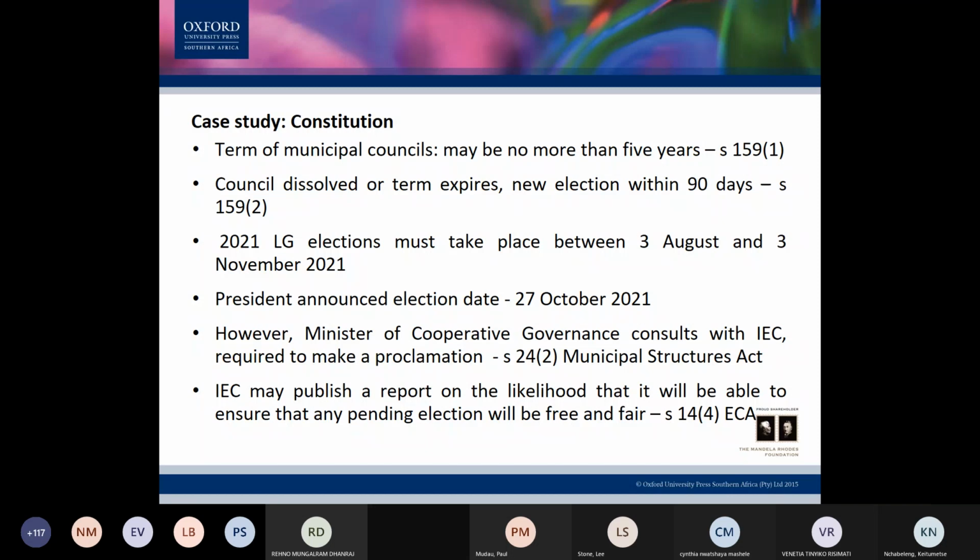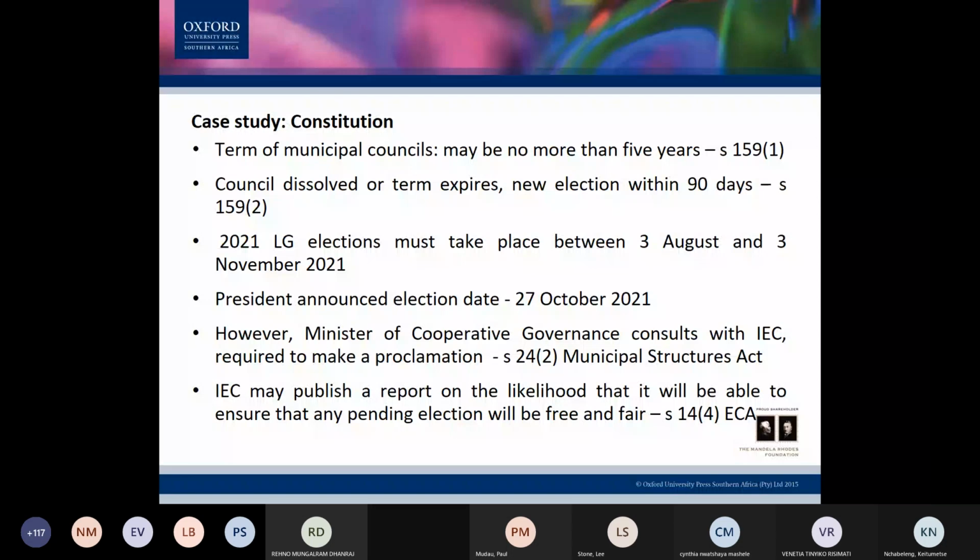Currently, as we speak now, there is a constitutional matter that is being presented today. As I was preparing these notes, I was also checking, but I lost track since I had to do some other things. But I will request you to also follow up after this lecture. We last held our local government elections in 2016. And the Constitution, in Section 159, Subsection 1, provides that the term of municipal councils may be no more than 5 years. And if it is to exceed 5 years, then it should not exceed 90 days.